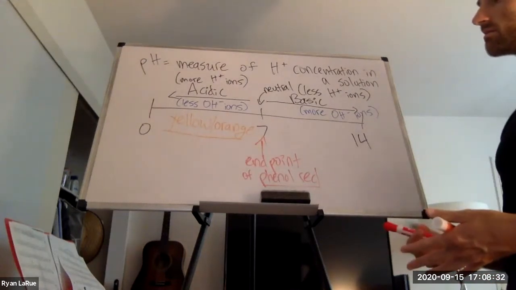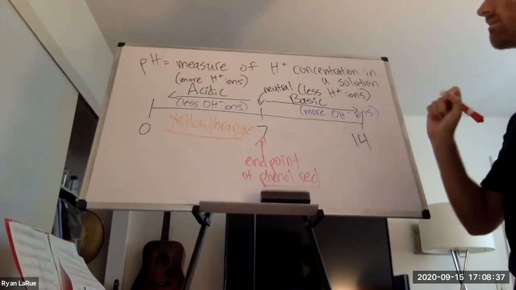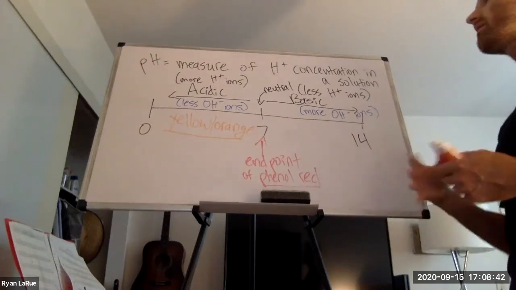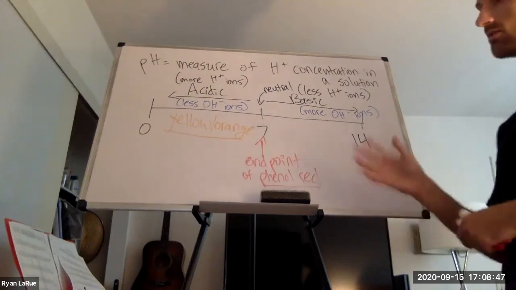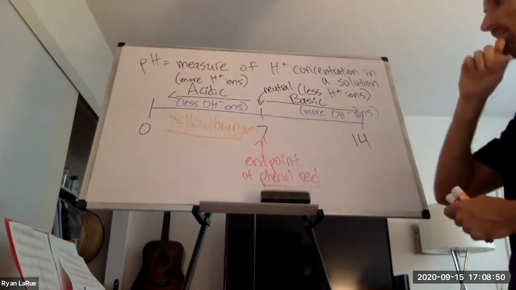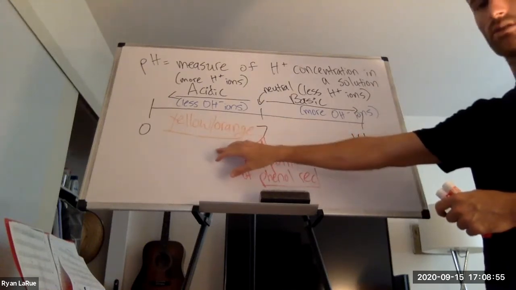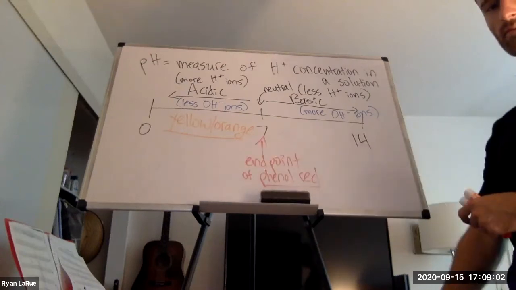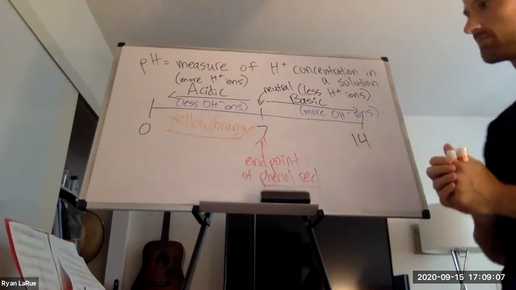Next, let me rephrase. Let me ask this question. If I'm adding an acidic solution, something that's an acid, to our neutral pH 7, and we start to see yellow-orange, is our pH increasing or decreasing? pH is decreasing, exactly. Hydrogen ions are going up.